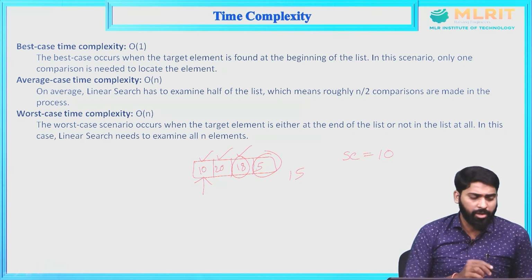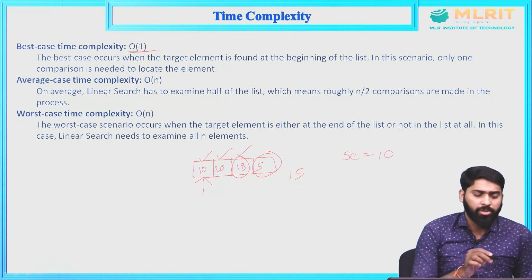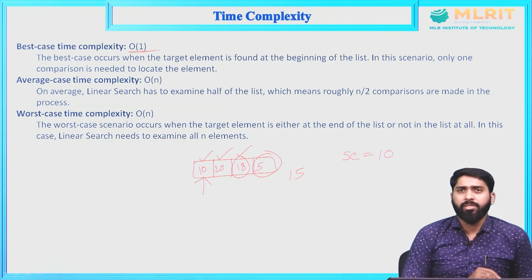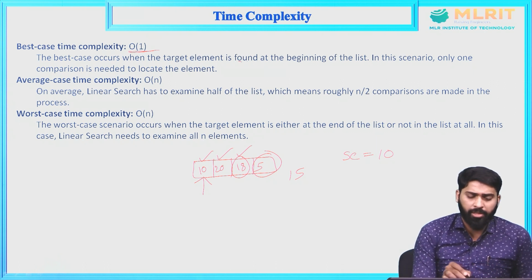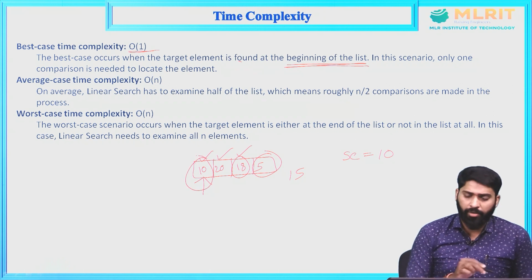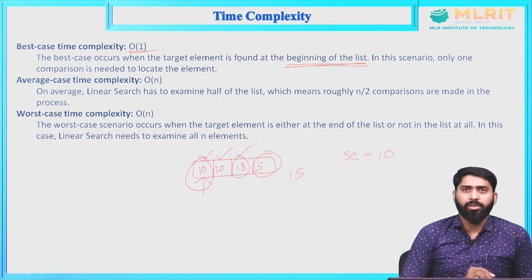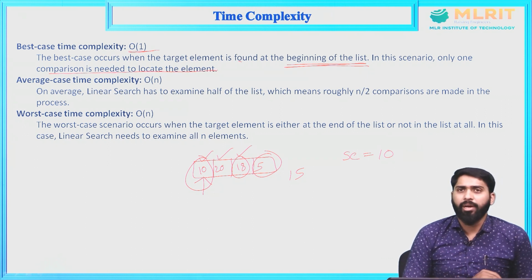Okay. Now in the best case we compare only one time. So the best case time complexity is big O of 1 here. The best case occurs when the target element is found at the beginning of the list. Here 10 is the beginning of the list. In this scenario only one comparison is needed to locate the element.